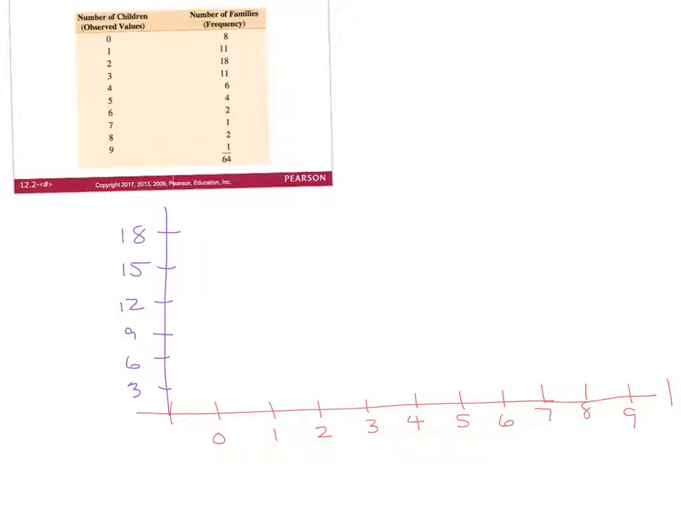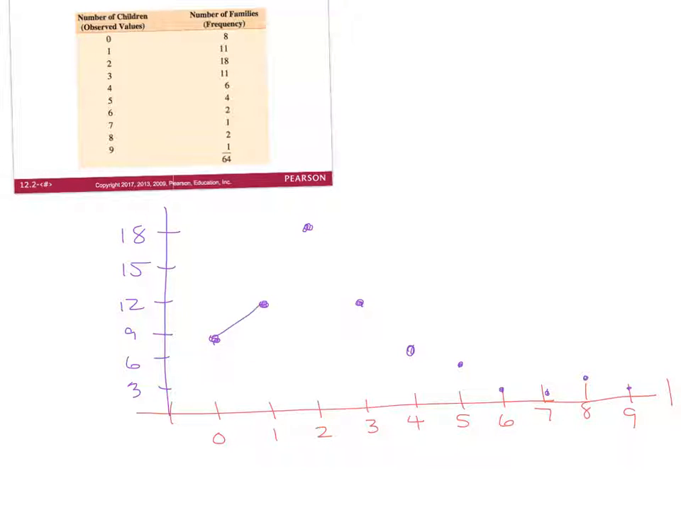So for 0 children, there were 8 families. 1 child, there were 11 families. 2 children was 18 families. 3 children was 11 families. 4 children was 6. 5 children was 2. 6 children was, 5 children was 4. 6 children is 2. 7 children is 1. 8 is 2. And 9 is 1.